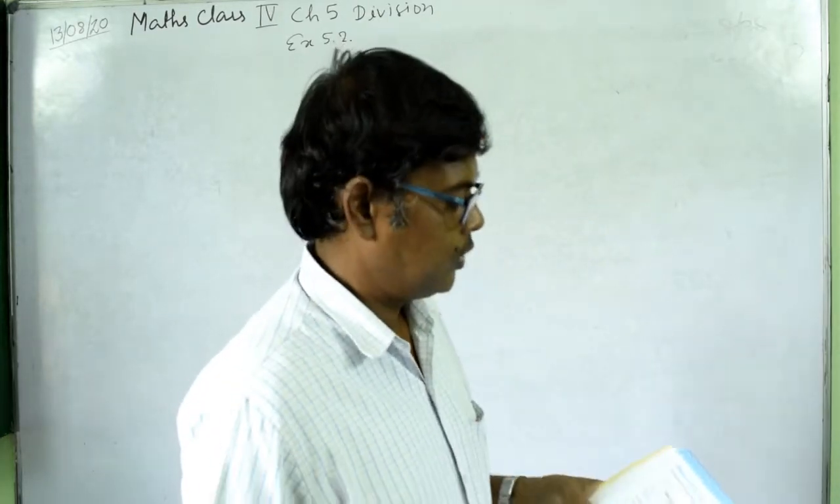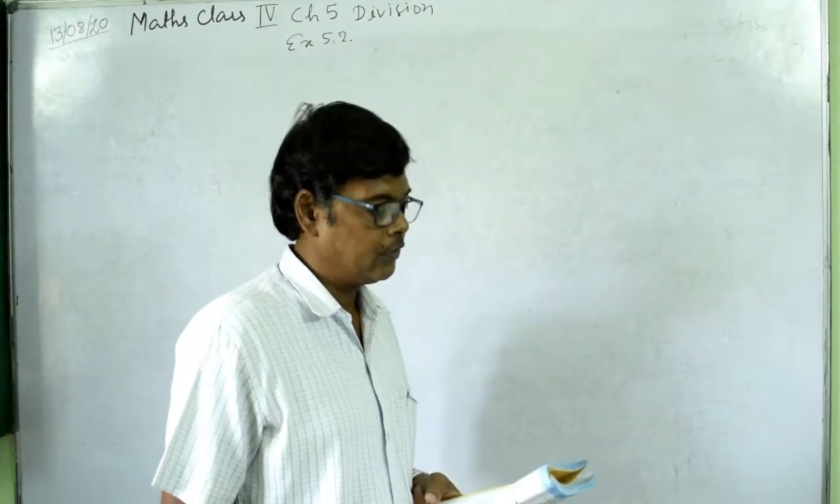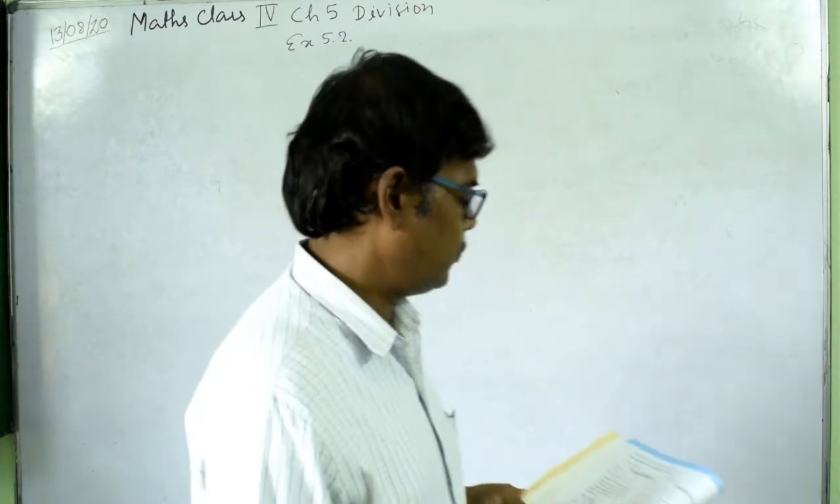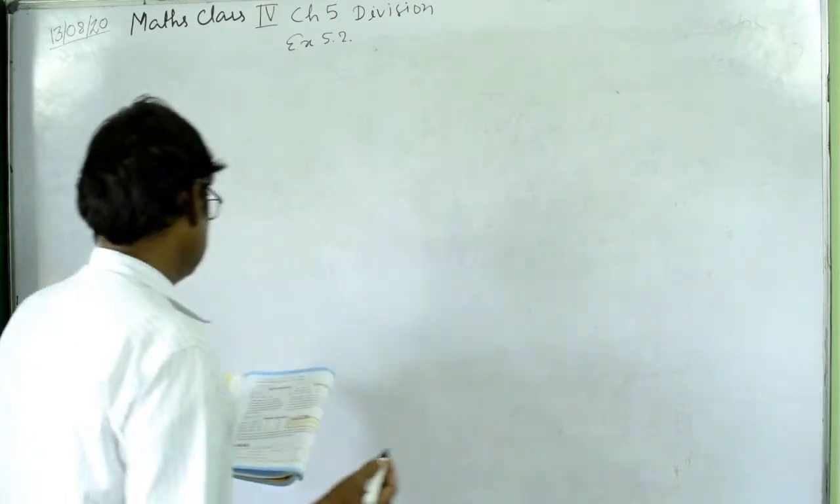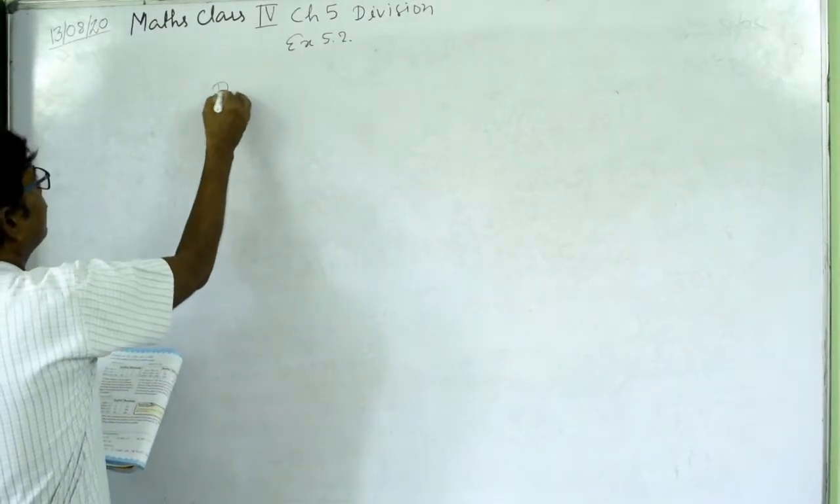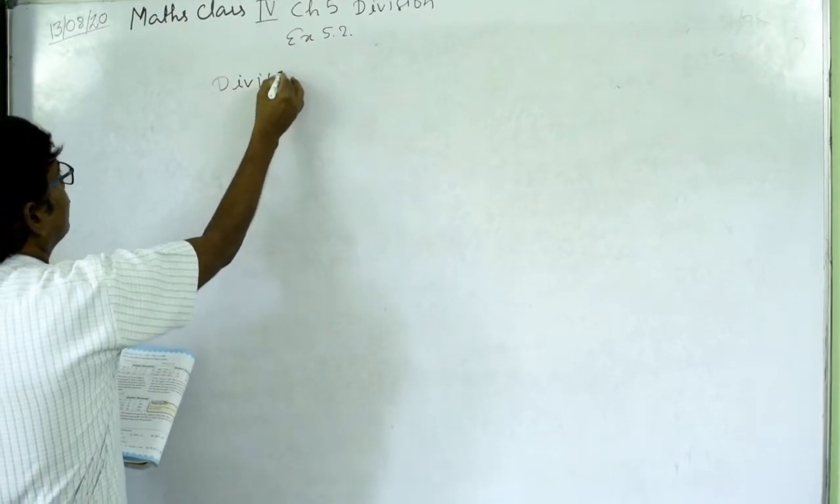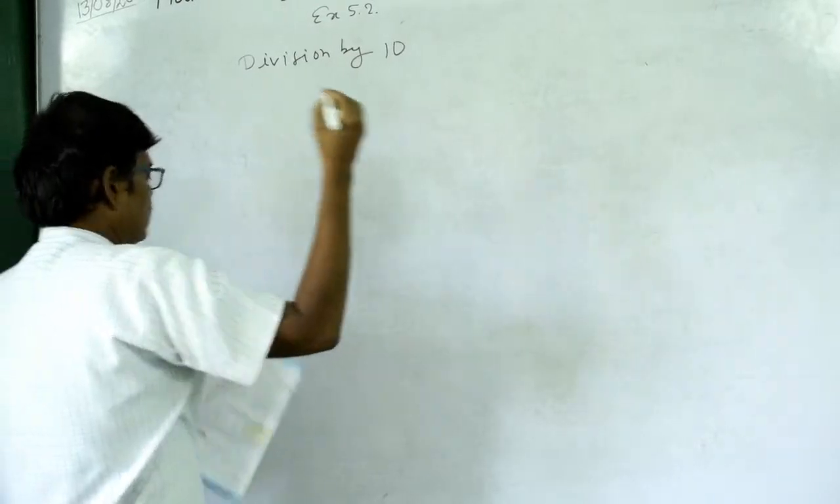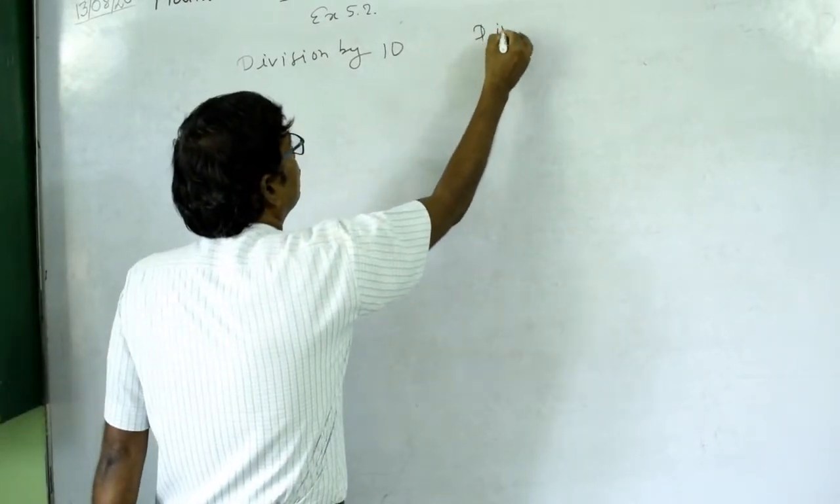First I will explain some division by 10, 100 and 1000 etc. Okay, division by 10, like there is an example here. Division by 10. Then you have the division by 100 also.